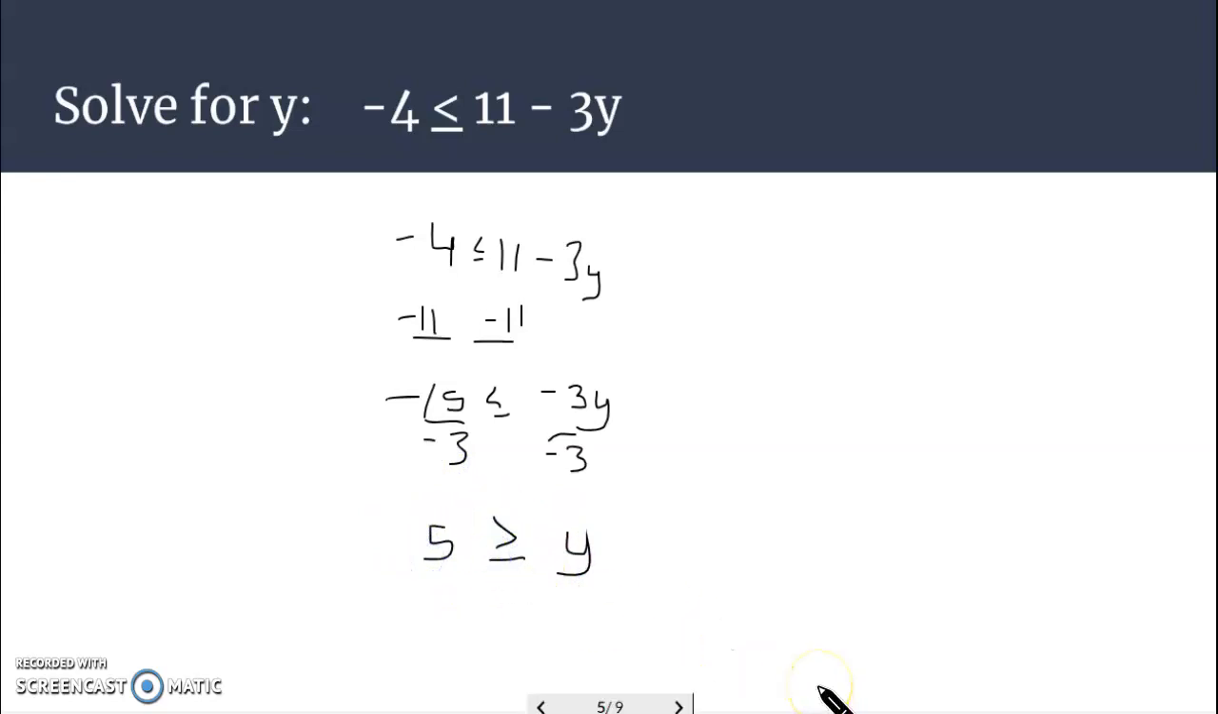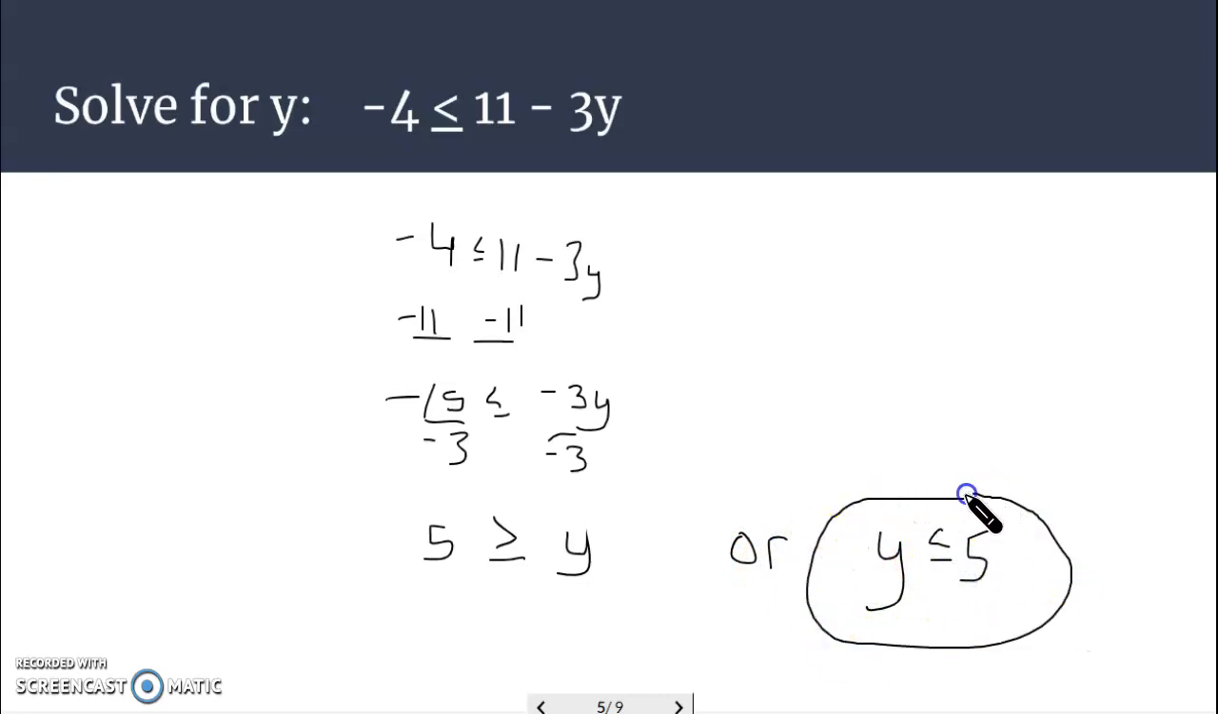Now you could read it as 5 greater than or equal to y, or you can spin it around and say y less than or equal to 5. Any number less than or equal to 5 solves this inequality and makes it true.